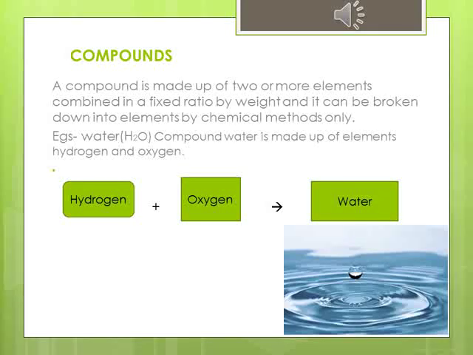Like for example, water, that is H2O. So for water, we have two different elements, hydrogen and oxygen. So when we have two hydrogen and one oxygen, only then we get water. So it has to be in a fixed ratio, right? And when we break down the compound water, we get the elements hydrogen and oxygen back. Similarly, carbon dioxide, CO2, is a compound made up of carbon and oxygen, one carbon and two oxygen. When we break carbon dioxide, we get the elements carbon and oxygen.